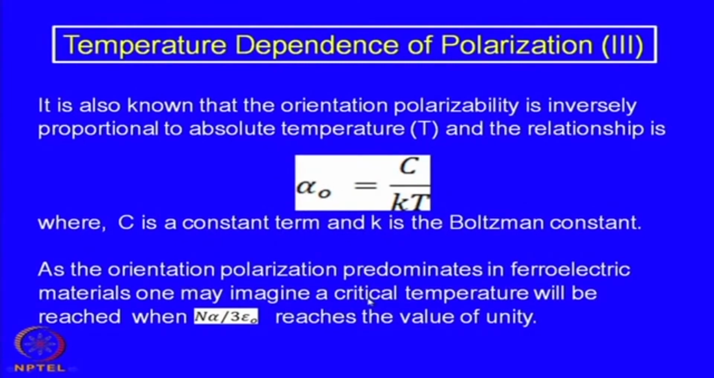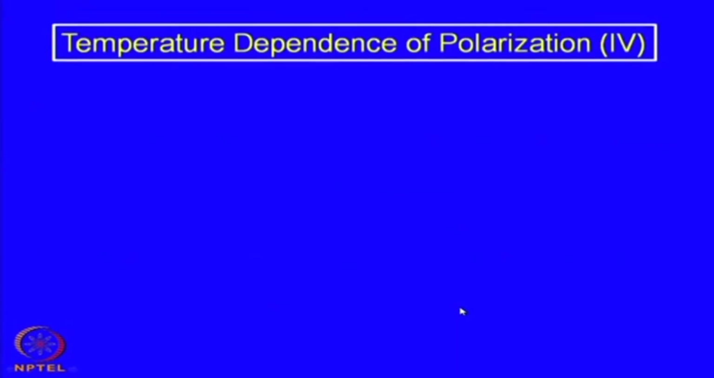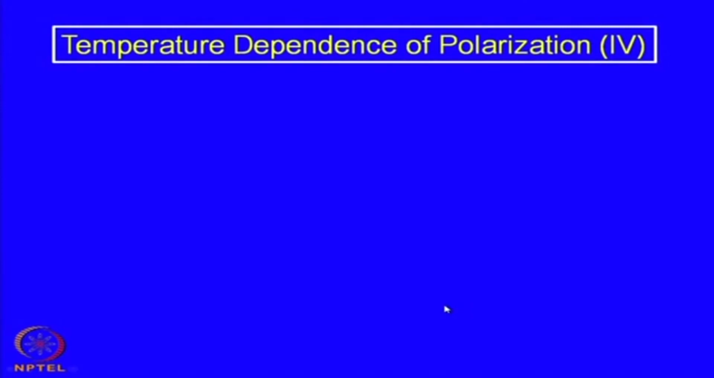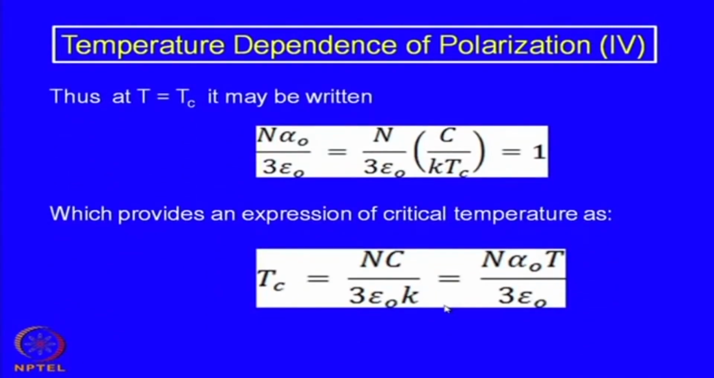As the orientation polarization predominates in ferroelectric material, one may imagine a critical temperature will be reached when n alpha by 3 epsilon reaches the value of infinity. So, in fact this alpha is basically alpha 0. Once it reaches unity, then at a particular temperature, that temperature becomes quite an important parameter for us.